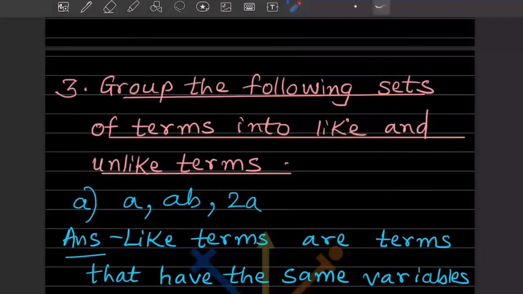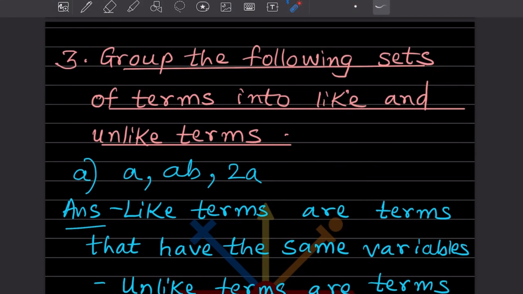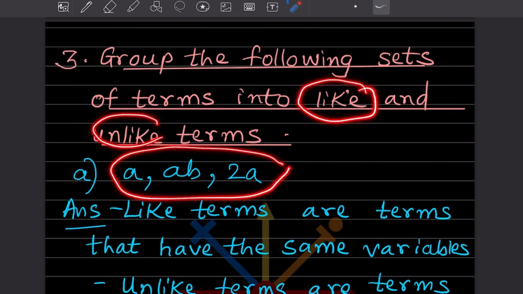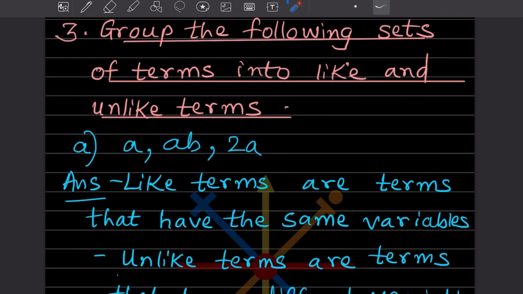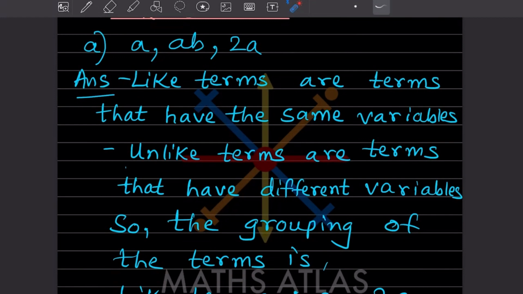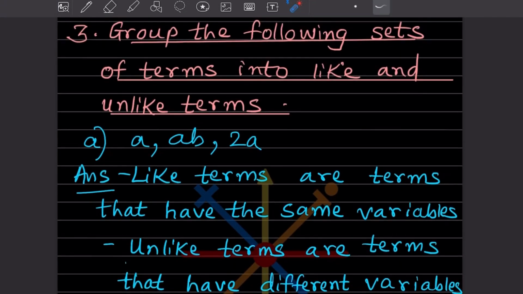Okay, now we will go for the next one. What does this say? Group the following sets of terms into like and unlike. These are the sets of terms given, and we have to group them. Again I wrote the definition. We did that in the glossary part in the first video of this chapter, so you can see there what is like and unlike, but I have written it again. Like terms are terms that have the same variables, and unlike terms are terms that have different variables. Now in this problem they have asked for the grouping.